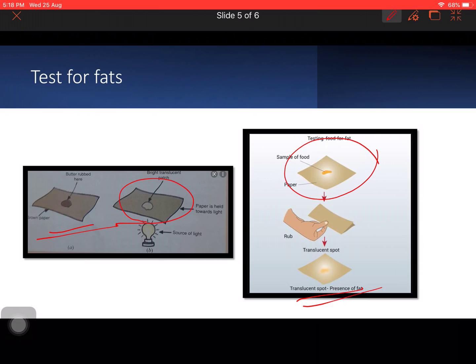So the first test we did with Benedict's solution, the second test we did with iodine solution for starch, and in this one no solution is being added, we just see it with the translucent spot test. Now last we are going to do the test for protein. Let us see what we are doing there.